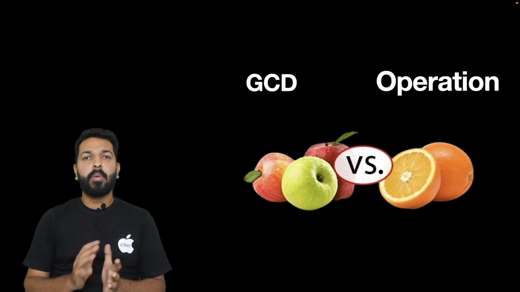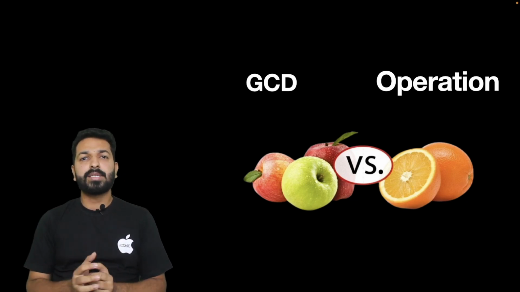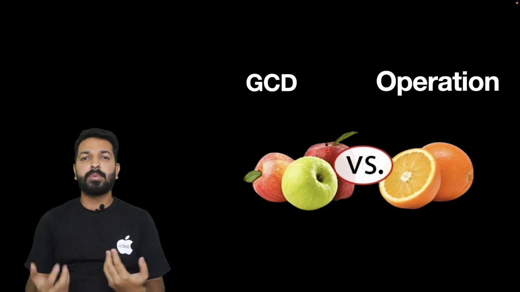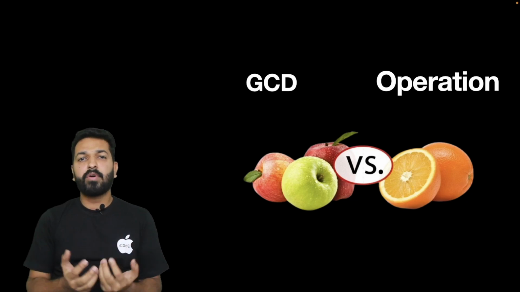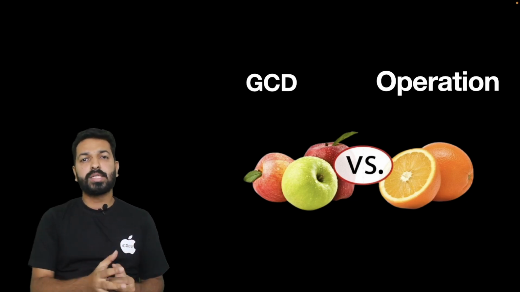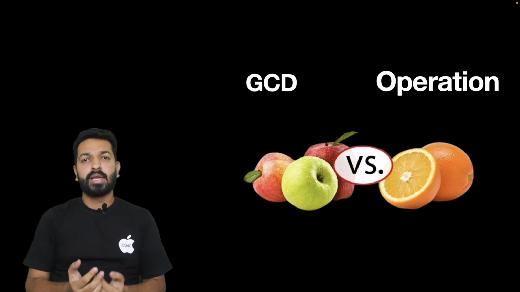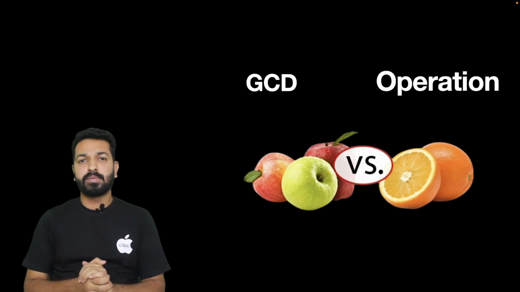In contrast to this, operations should be used where we are more interested in the state of execution. We want more functionalities for controlling the task. We want to introduce dependencies between different tasks and then we want to encapsulate a block of functionality which can be reused. In such cases, we prefer operations.